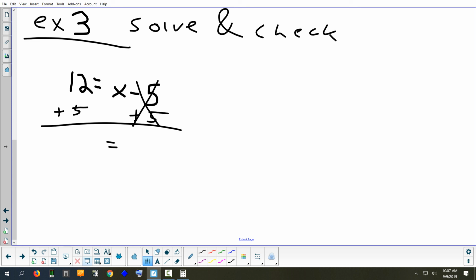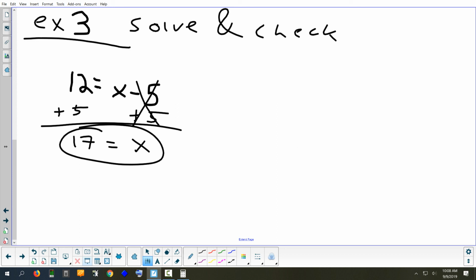Princess, what's on the right now? Oh, well, the 5 is gone. So what else is still on the right-hand side? The x. So 12 plus 5, that's going to be on the left. Okay? So we've got the x on the right. And now 12 plus 5 on the left. How about Eileen? What's that going to come out to? 17. Yep, 17. Now, do we have to check this one?